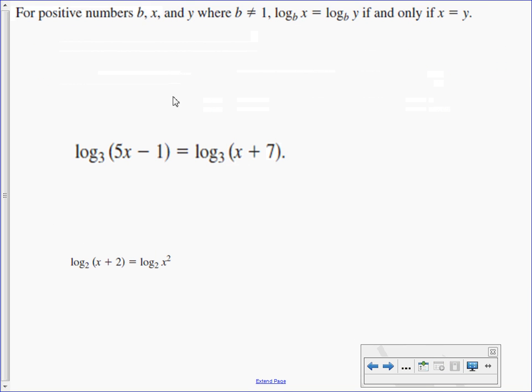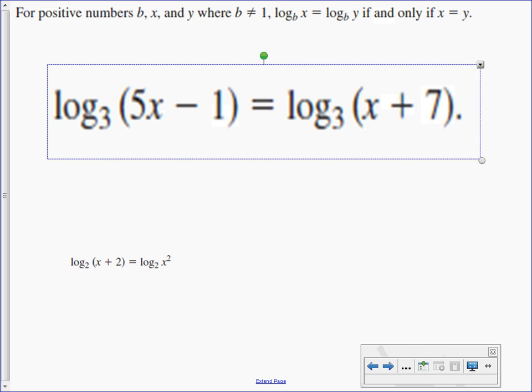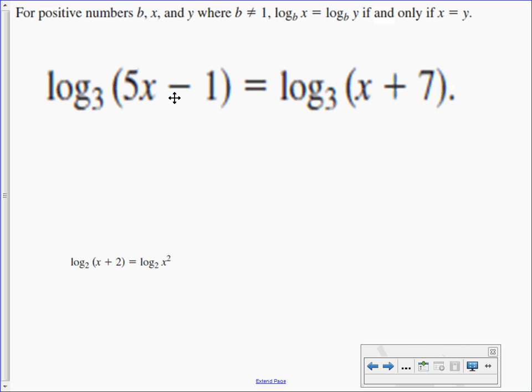I'm not even worried about labeling what this looks like. Look at that. Isn't that awesome? Log base 3 of 5x minus 1 equals log base 3 of x plus 7. Why do you say that? They have the same log base, okay, so what do you think your next step is?